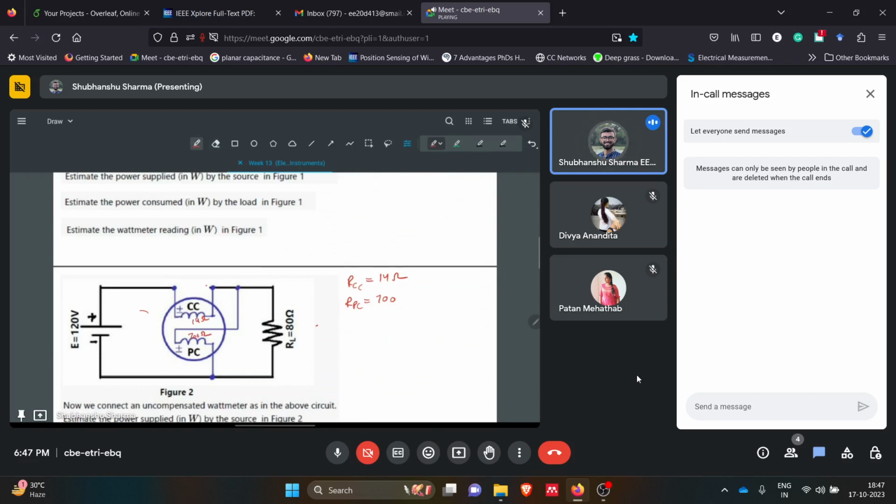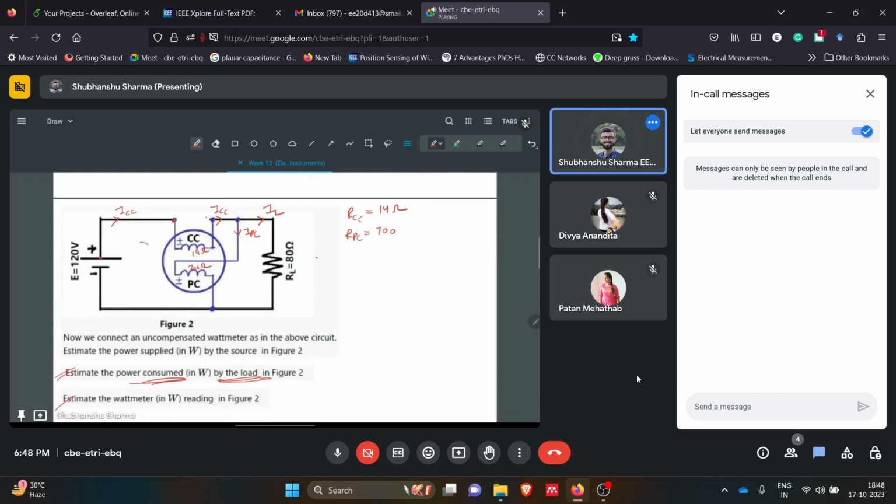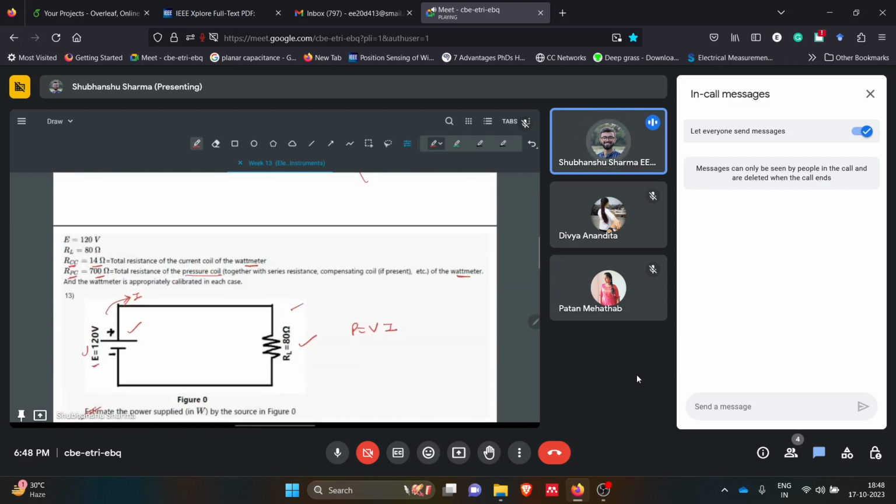So we have this. This is ICC. Why is this ICC? Because the current coil is directly connected to the source, this terminal and this. So this ICC will be flowing through this. Then there will be some load current and some power coil current. We don't know about that, so first solve this. Let me check if we have any more knowledge. Okay, no other knowledge.